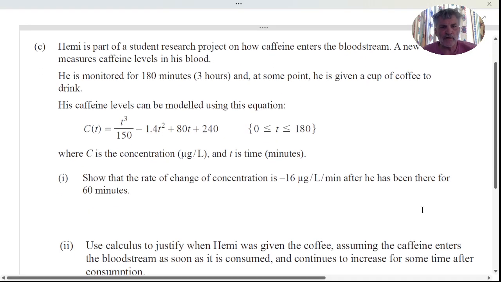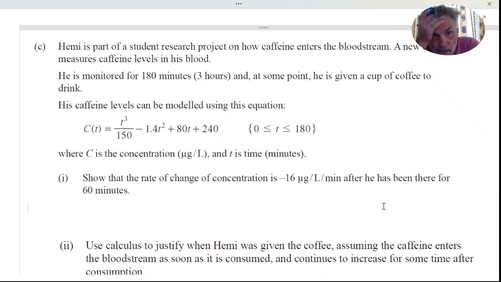Hemi is part of a student research project on how caffeine enters the bloodstream. A new device measures caffeine levels in his blood. He is monitored for 180 minutes, 3 hours, and at some point he is given a cup of coffee to drink. His caffeine levels can be modelled using the equation t cubed over 150 minus 1.4 t squared plus 80t plus 240. We see this as the concentration in micrograms per litre, and t is the time in minutes. Show that the rate of change of concentration is minus 16 micrograms per litre per minute after he has been there for 60 minutes.